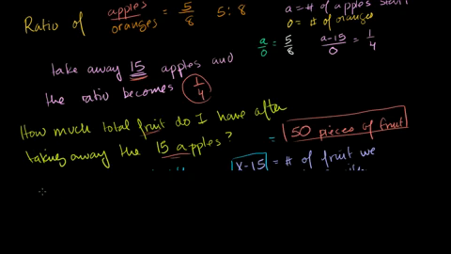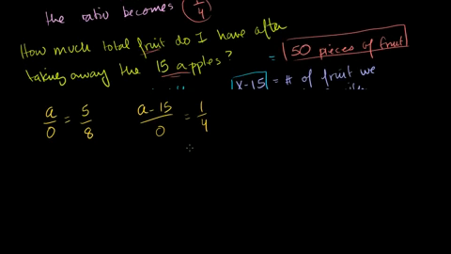The original apples to oranges ratio is 5 to 8. Then when we remove 15 apples, the ratio of our new number of apples to oranges is equal to 1 over 4. This is just an algebraic way of stating our problem. So let's see if we can solve this. If we cross multiply both sides of this equation, we get 8A is equal to 5O. That's not a 0.